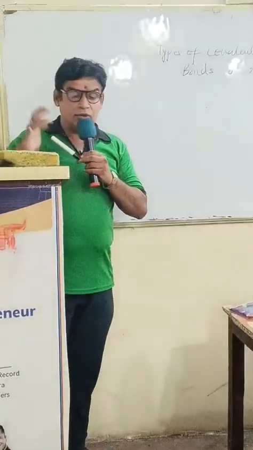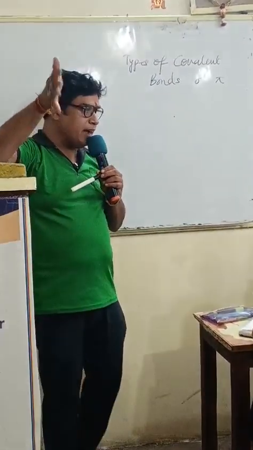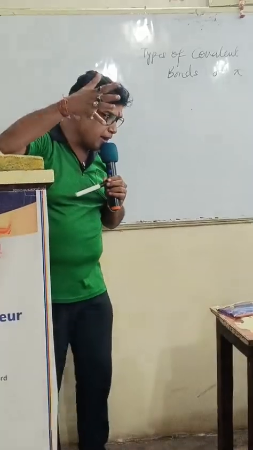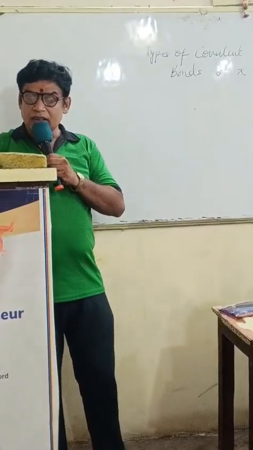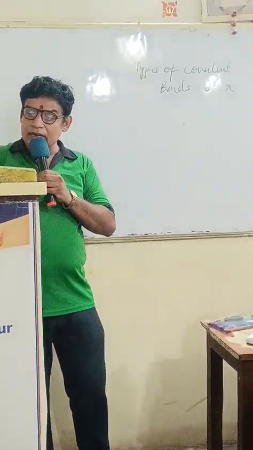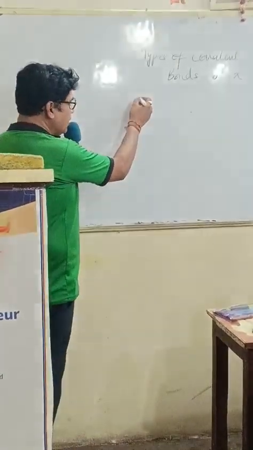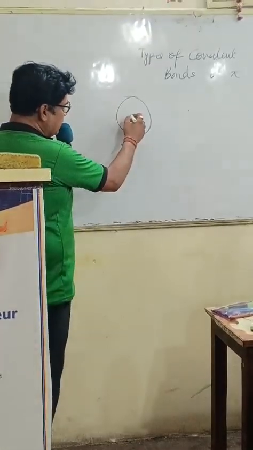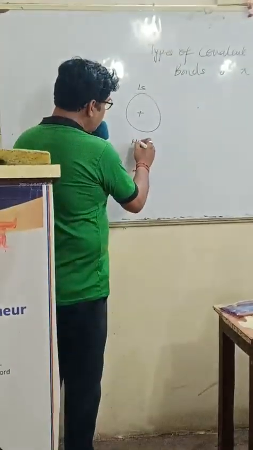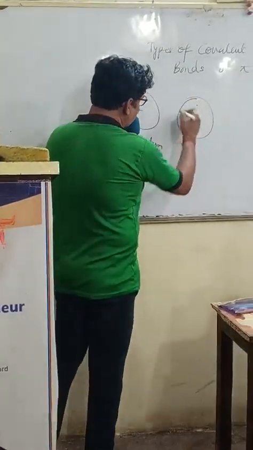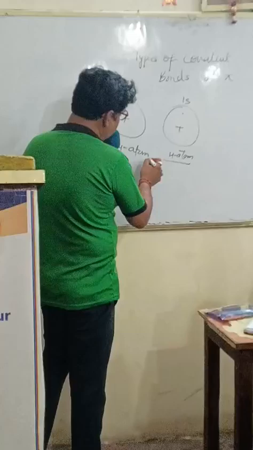Now as I told you, sigma bond is a type of covalent bond which is formed by end to end, or commonly called head-on overlapping. जैसे मैंने आपको हाइड्रोजन का 1s ऑर्बिटल बताया था. This is the 1s orbital of one hydrogen atom, ठीक है? And this is another 1s orbital of another hydrogen atom.